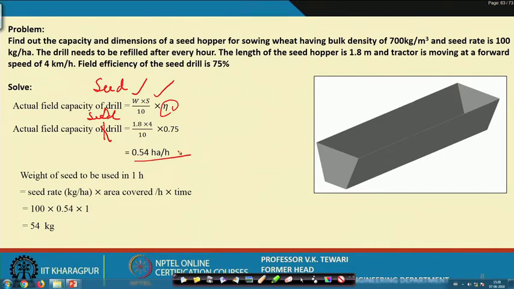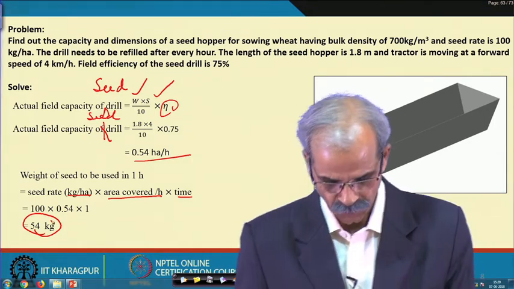If you see this, the weight of seed to be used in 1 hour will be the seed rate, which is known to you, times the area covered per hour times the time. We have taken a time of about 1 hour, so every 1 hour we need to refill. So, we should know what is the amount that has to be there. Very simple, if you multiply you get the amount of seed that should be there in the hopper. If you have this information, then you work back to the dimensions of this. It talks of the capacity and dimensions of the seed hopper. So, this information has given you straight away the total weight which you want to have inside. Then let us go into details further.